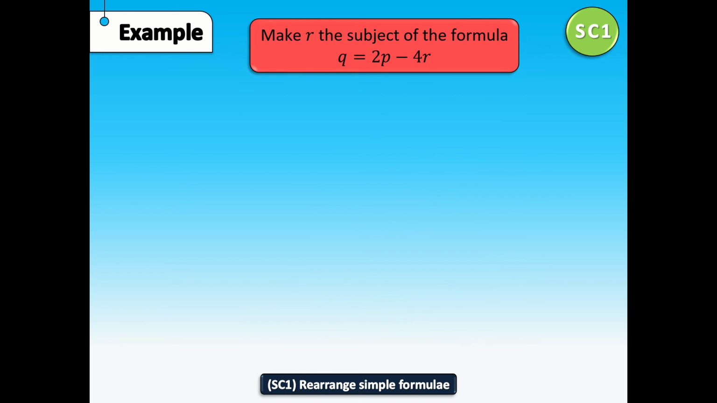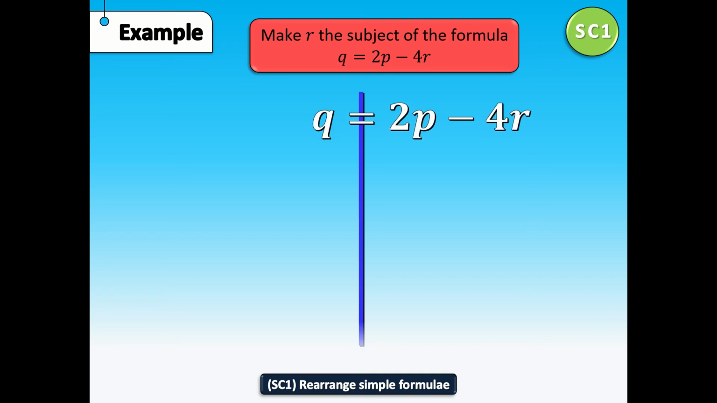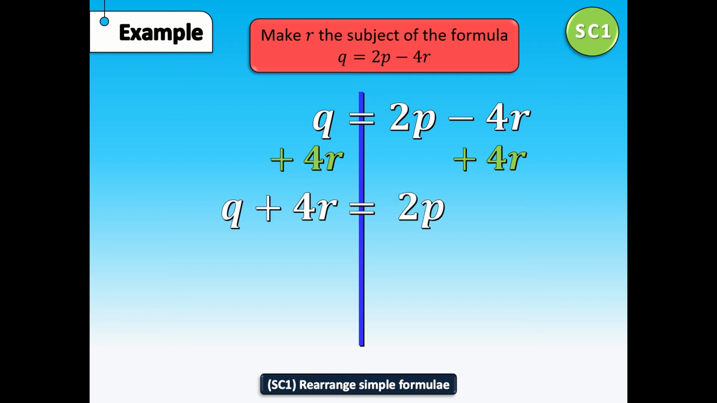Here's another example. Here we want to make r the subject of the formula q equals 2p minus 4r. So here we can start by adding 4r to both sides, and that'll get rid of the minus. So we have q plus 4r equals 2p. Now remember, we want to get r on its own to make it the subject. So now we take a q off both sides.